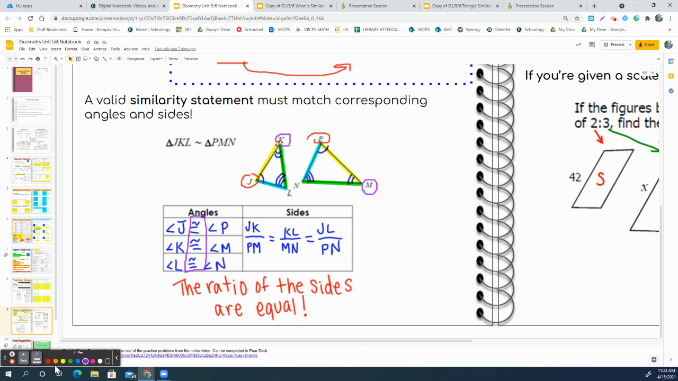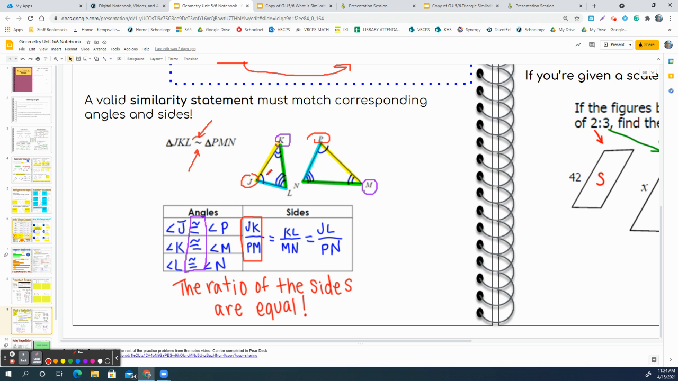But with the sides, because I've got this symbol right here, and I can't even tell you how important that symbol is, this is the similar symbol. There's no equal sign under it. That means you've got to have proportions.